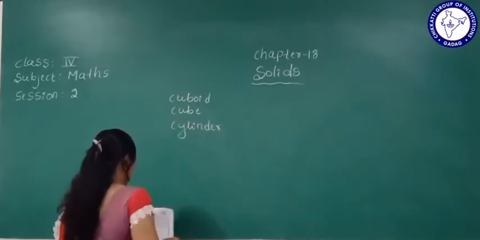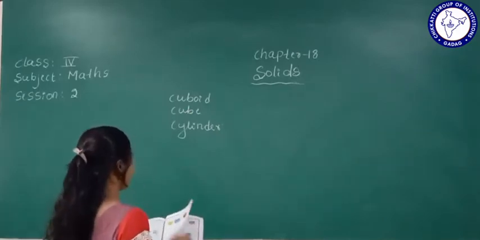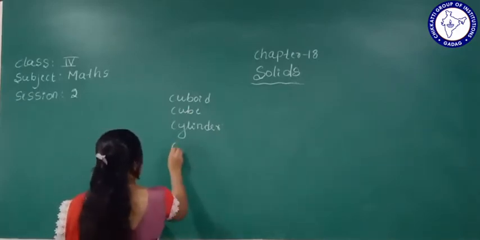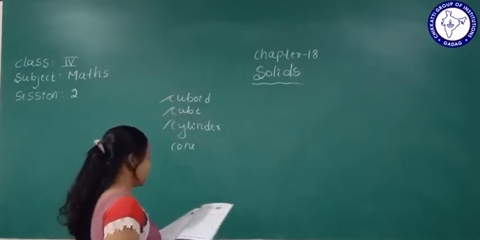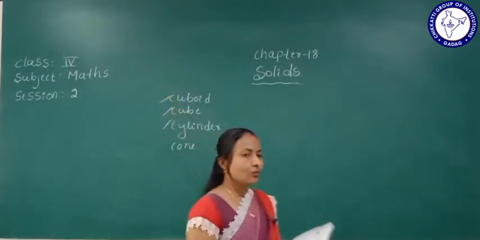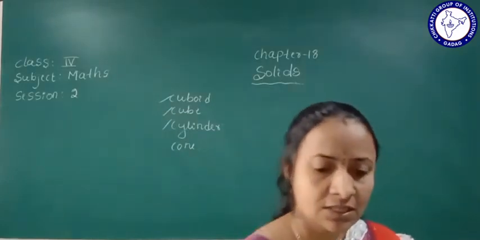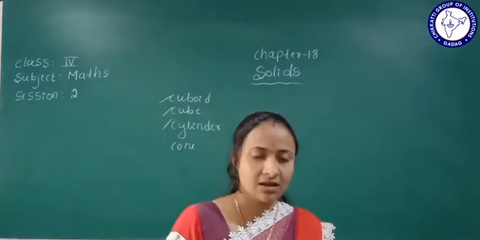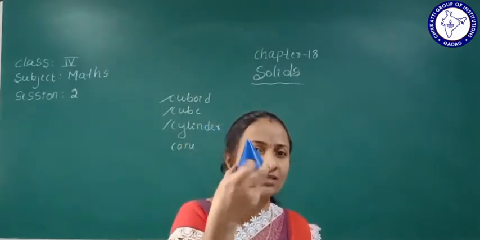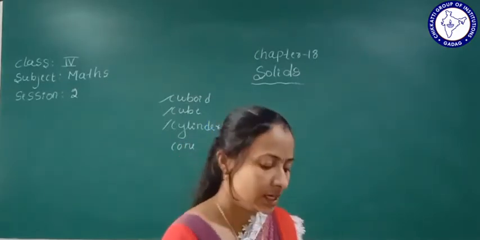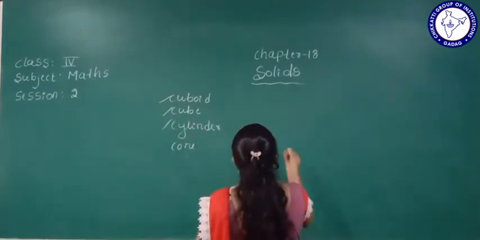So now we'll start, that is cone. These three you already studied. Now we will start a cone. So cone, you know how it is. See, like this is a cone. We can call this a cone. What can we call this? This is cone.